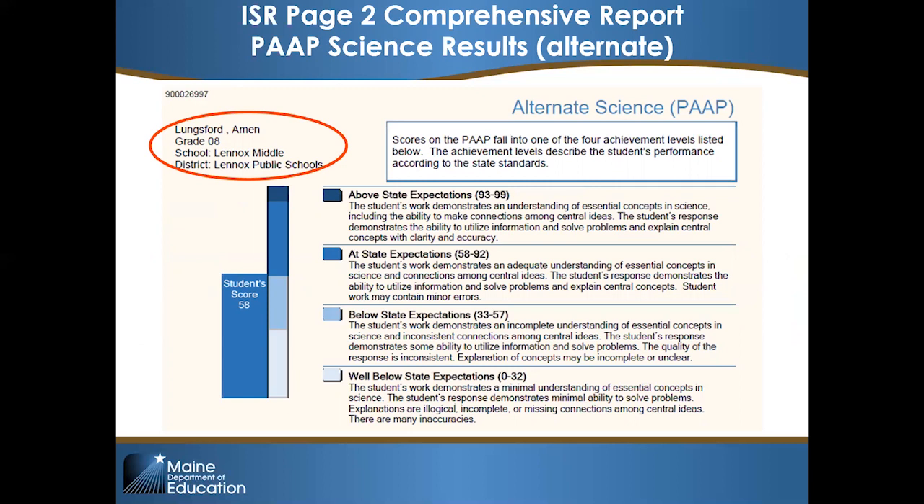Amen was assessed in science with the alternate science PAPE. Amen received a scale score of 58 with an achievement level of at state expectations for 8th grade PAPE science. For the 8th grade PAPE, the score ranges for this achievement level are 58 to 92. The bar graph on the left is the corresponding color of the at state expectations achievement level, next to the thin bars showing the distribution of all students statewide in all 4 achievement levels.